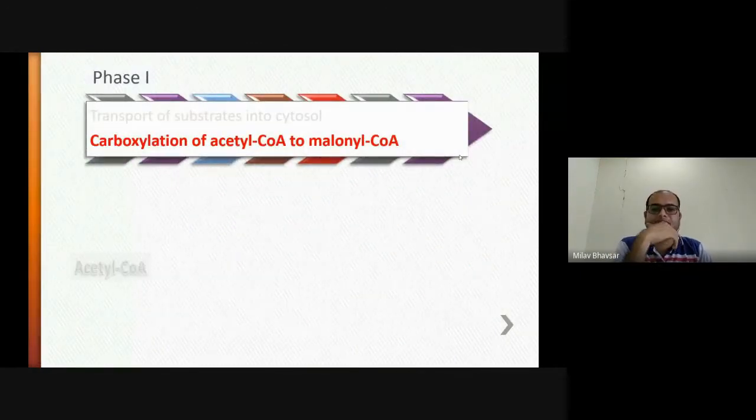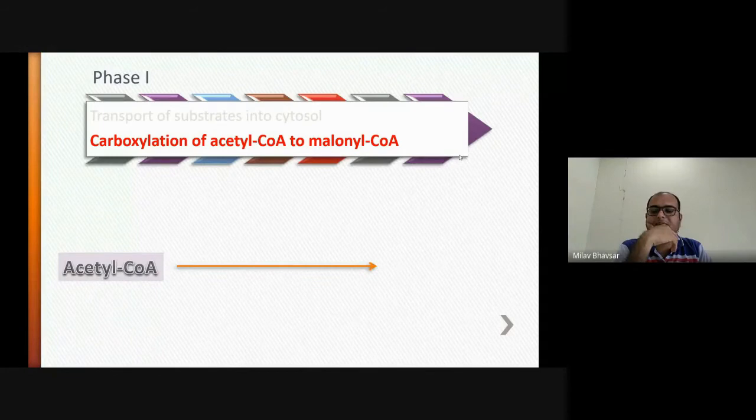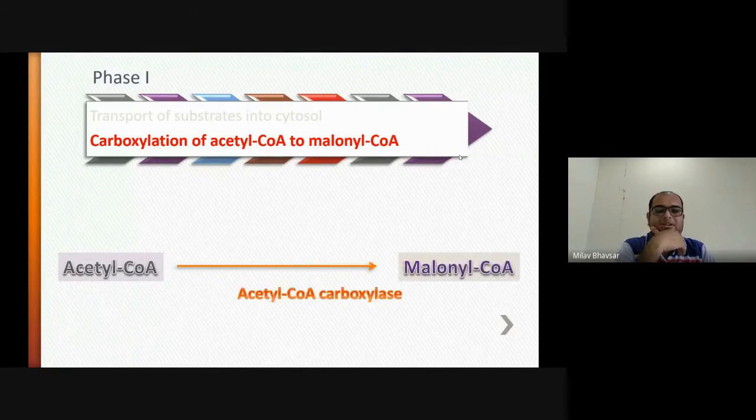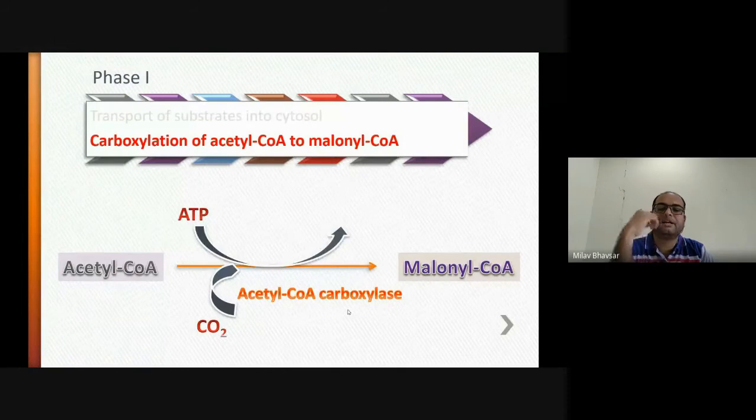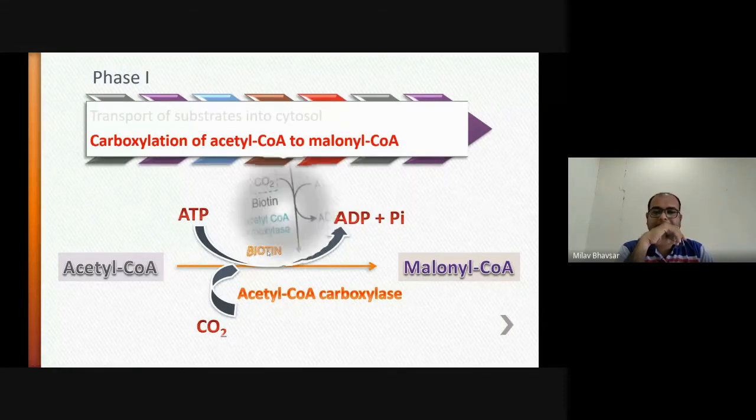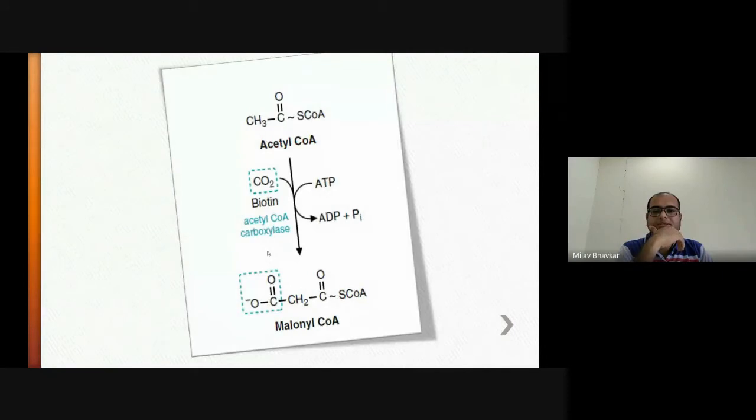Then comes the carboxylation. Whatever the acetyl coenzyme came out gets converted into malonyl coenzyme with the help of acetyl coenzyme carboxylase, which requires carbon dioxide and utilization of ATP. Remember this, this is the place where you will require the biotin vitamin. So this is the process.